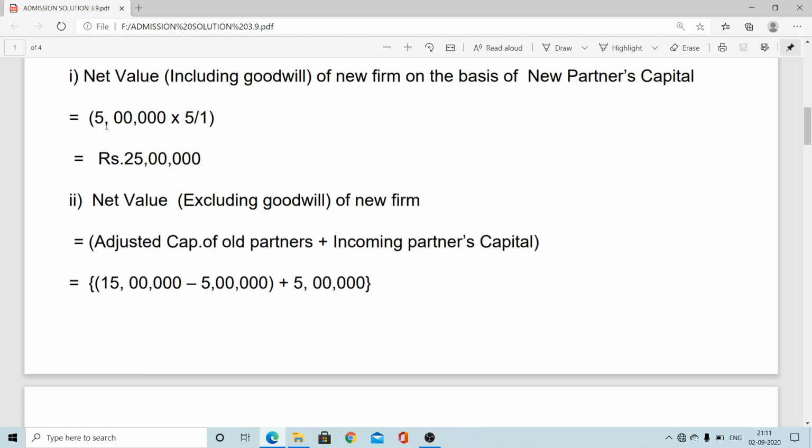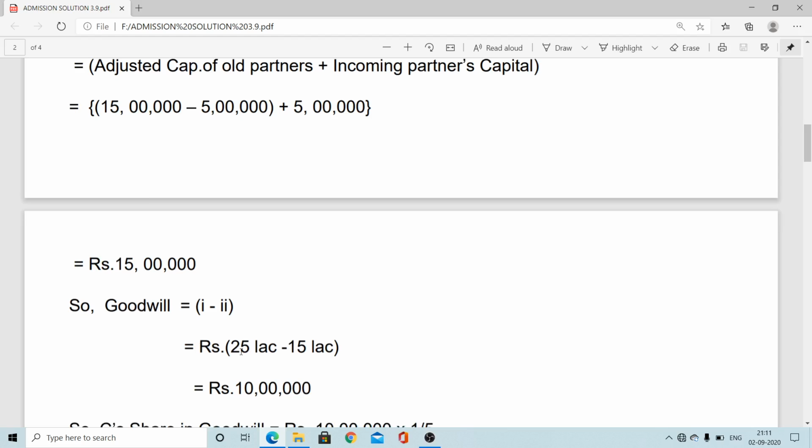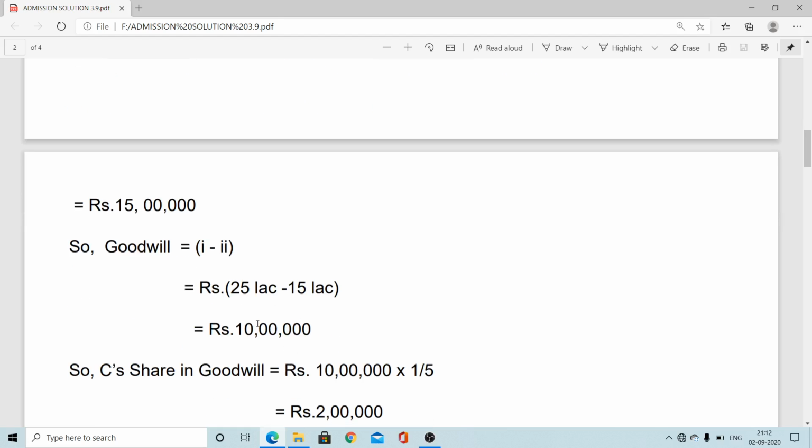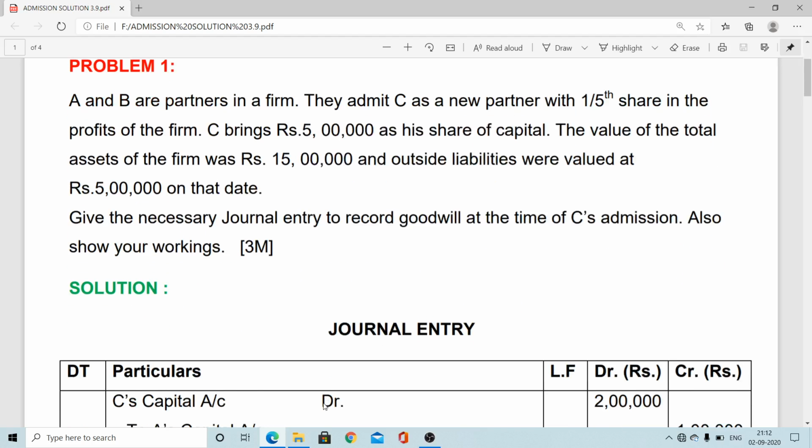Here this is that 5 lakh into 5 by 1, 25 lakh new capital. Old capital is coming 15 minus 5, that is A and B, and C also we added. So therefore 25 lakh new capital minus old capital 15, that is 10 lakh. The total firm's goodwill is 10 lakh, and out of the 10 lakh, C, the incoming partner, has to pay his share of goodwill, that is 2 lakh. Now here in this case it is not mentioned that C paid, so we applied the memorandum method.